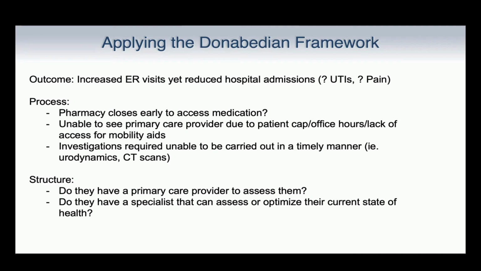It might be that these patients were grumbling all along and they needed some investigations, but they were unable to be carried out in a timely manner. Urodynamics, CT scan, ultrasound, for example. Maybe it's as simple as there's only one pharmacy in the small town because, again, it's patients that live far away and they can't get there because it closes early. Who knows? But again, this is the type of thinking that we would look into when we get data like this.